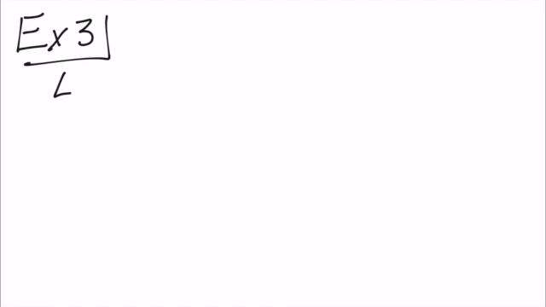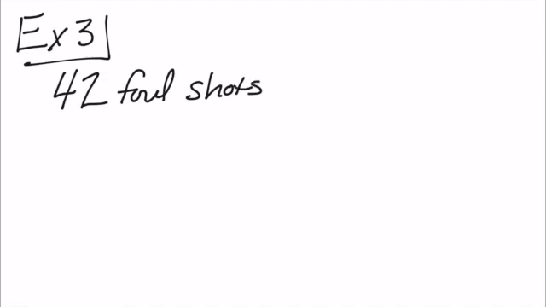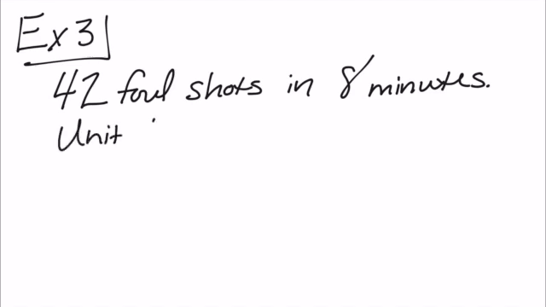So let's say you're during a fundraiser, you're taking foul shots in the gym, and let's say you make 42 foul shots in 8 minutes, maybe? Yeah, let's do 8 minutes. Okay, so let's find the unit rate. What does that mean for your unit rate? If you made 42 foul shots in 8 minutes, what's the unit rate?